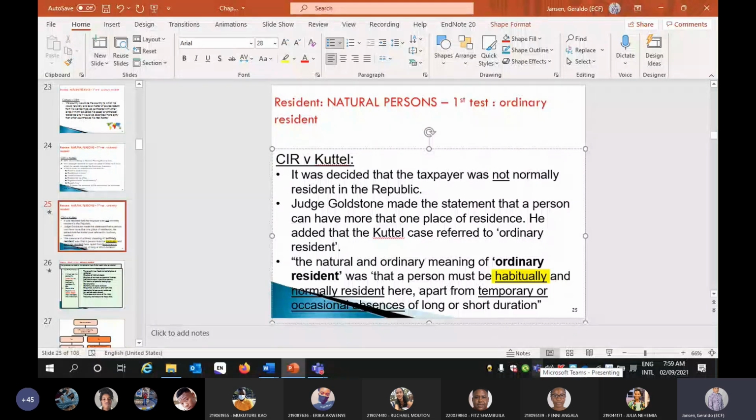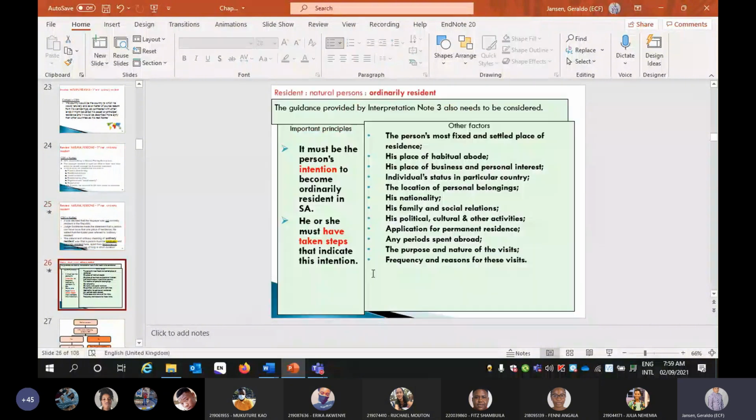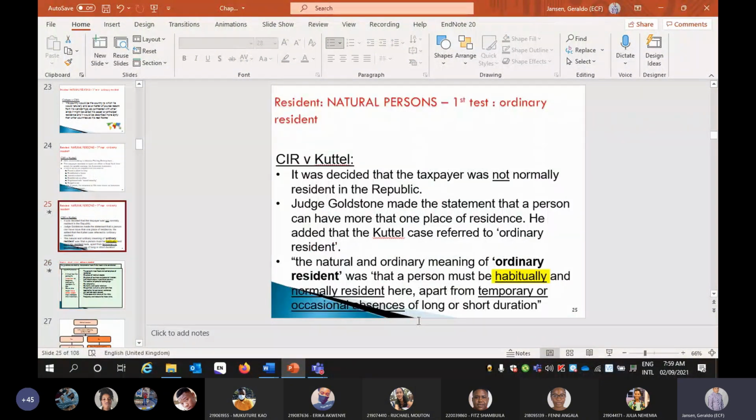Now, guys, unfortunately, with this court case, what they also found, indeed, yes, they found Mr. Kittel not to be a resident, but it was not enough. They needed to give more information with regard to that, and the more information that the commissioner, or SARS, had to look at was found in Interpretation Note 3.